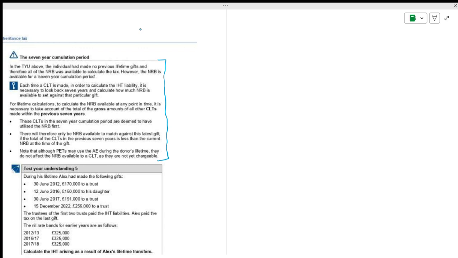Seven-year accumulated period. TUY, test your understanding. What does that mean? Test your understanding 4 above.